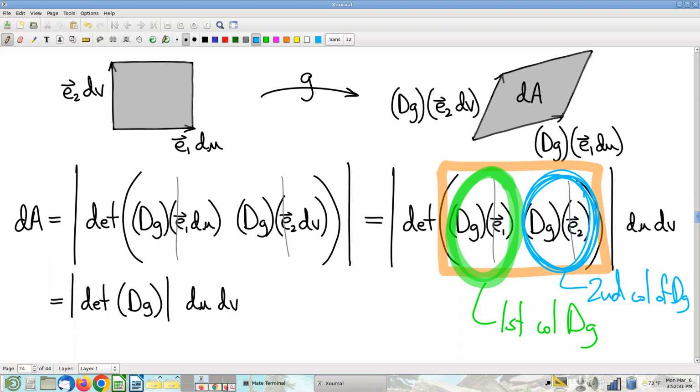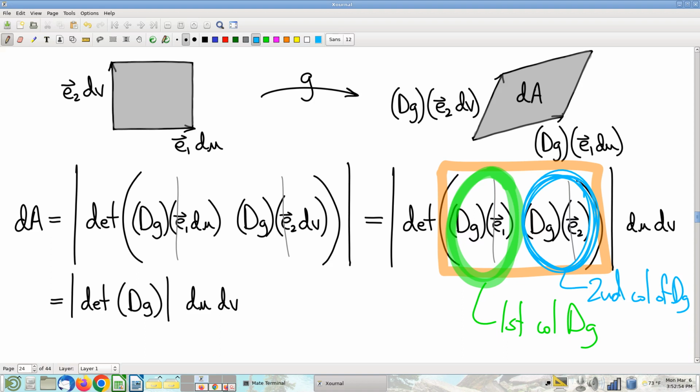So now let's just step back and think about the whole thing. This orange matrix, its first column is the first column of DG. Its second column is the second column of DG. It's got the same first column as DG. It's got the same second column as DG. It's DG.